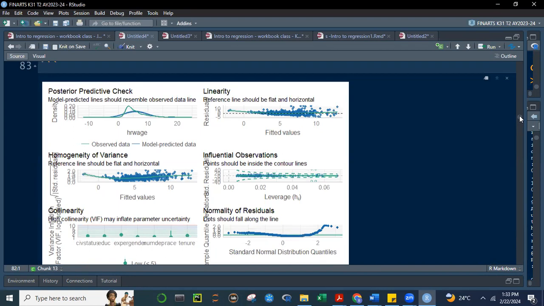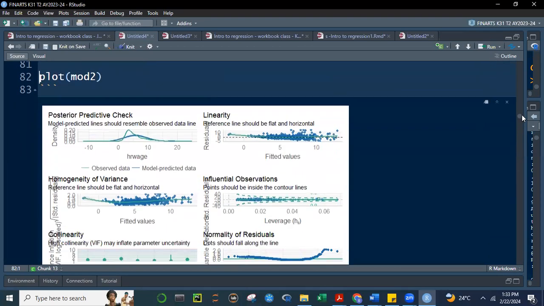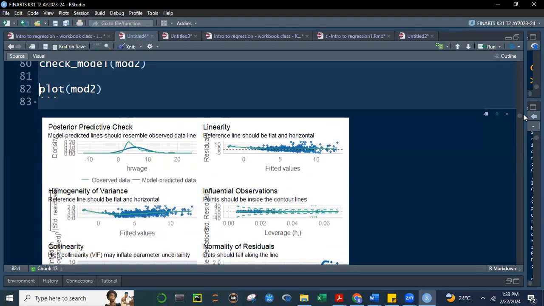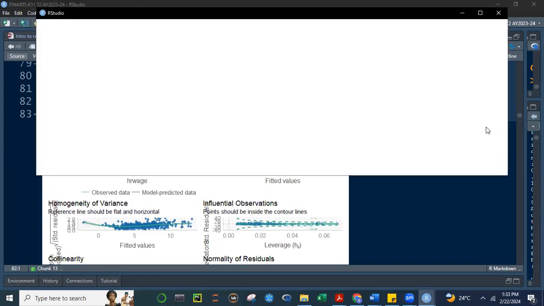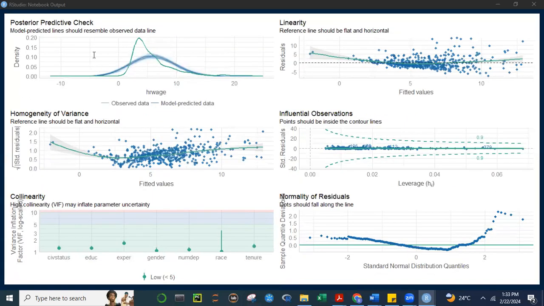What's good about this class, as compared to the plot function, is that it gives us some guidelines. For example, take a look at this. Posterior predictive check. It tells us that the model predicted line should resemble the observed data line. So this checks for linearity.